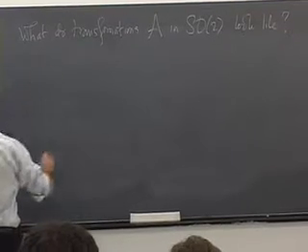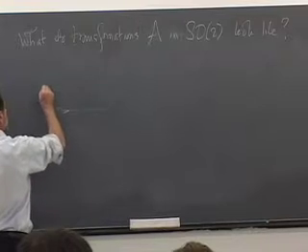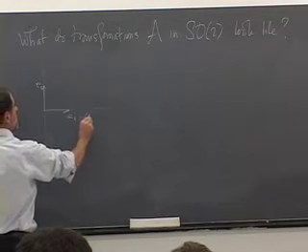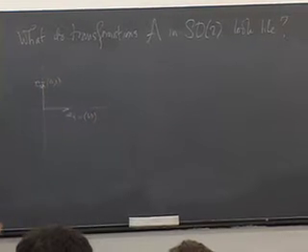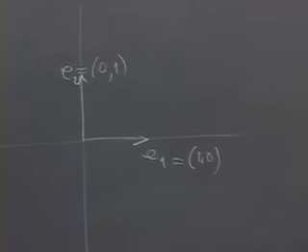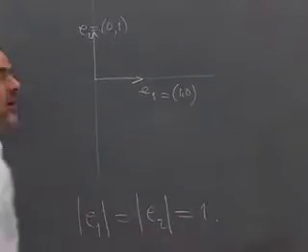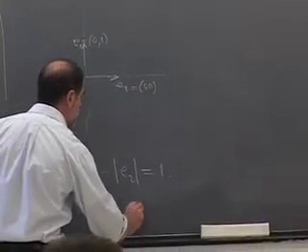Well, here's the plane. It's acting on the plane. The plane has two standard basis vectors. We'll call them E1 and E2. So E1 is the vector (1, 0), and E2 is the vector (0, 1). And they have the property that their lengths are 1 under this inner product, and that the angle between them is 90 degrees, namely they're orthogonal to each other.